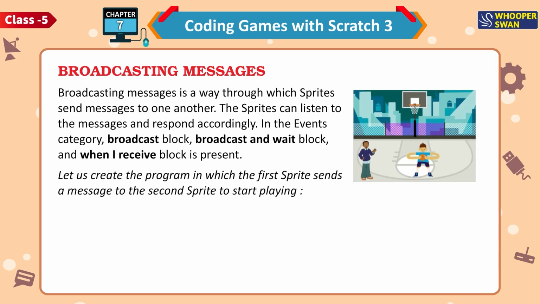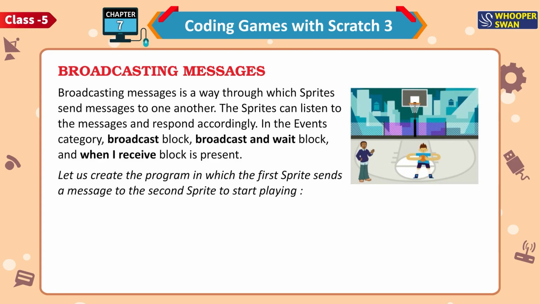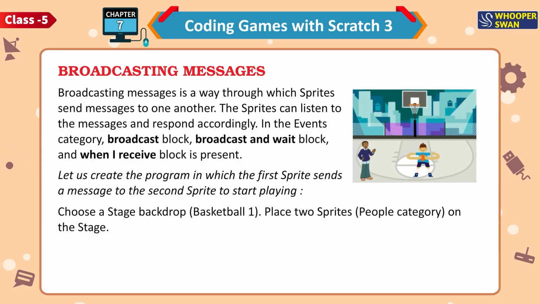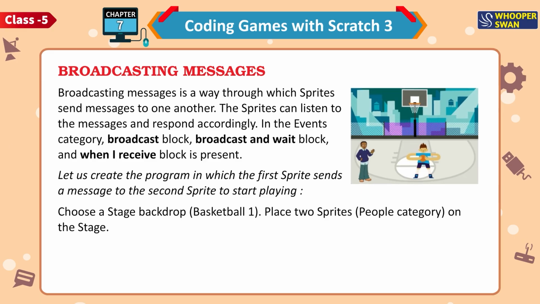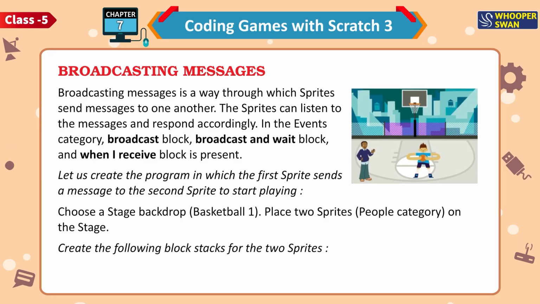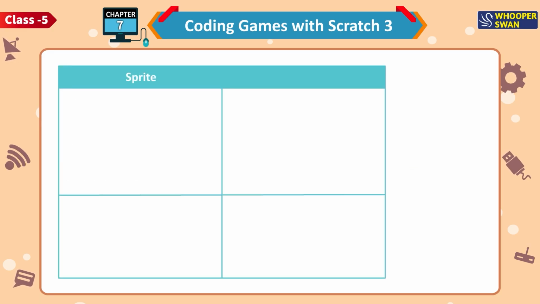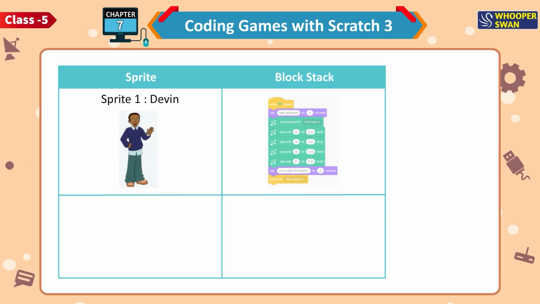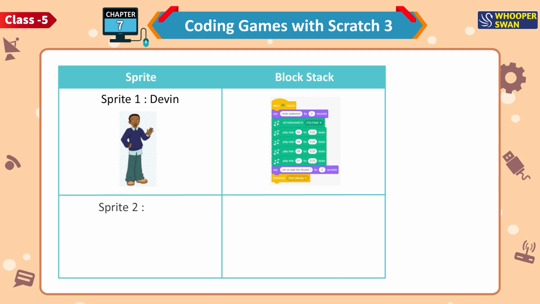Let us create the program in which the first sprite sends a message to the second sprite to start playing. Choose a stage backdrop, Basketball 1. Place two sprites from the people category on the stage. Create the following block stacks for the two sprites. Sprite 1, Davin. Block stack. Sprite 2.